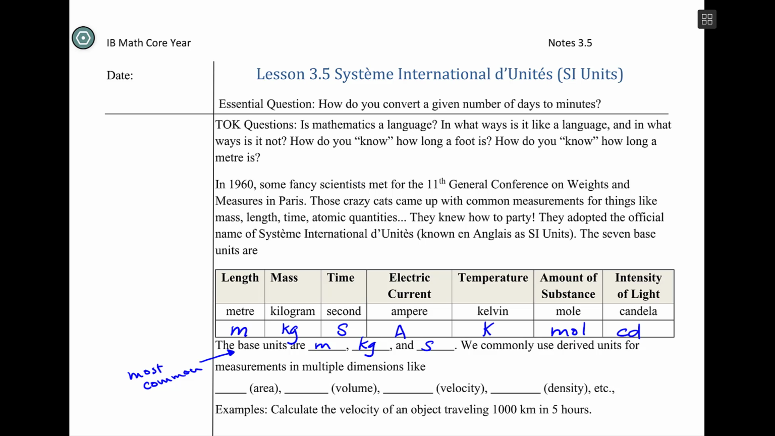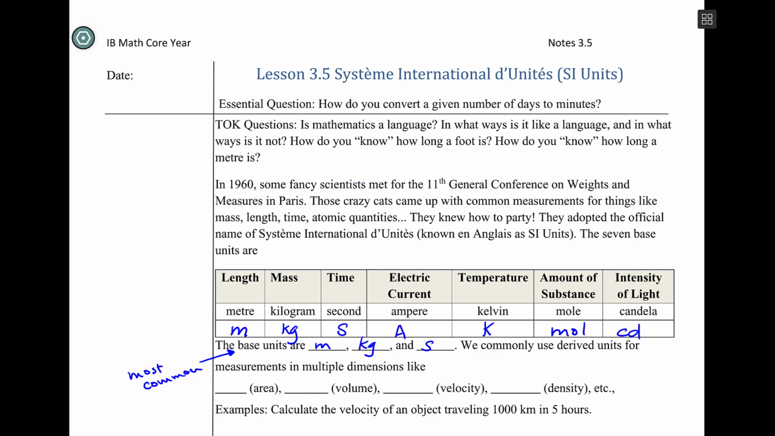Hey everybody, we are entering now our final lecture in this unit that is really about just the language of IB mathematics, and this is an important one where we talk about the Système International des Unités, the SI units. So, how do you convert a given number from days to minutes? These are the kind of questions that we answer when we are working with unit conversion and specifically working within these SI units, or the Système International des Unités.